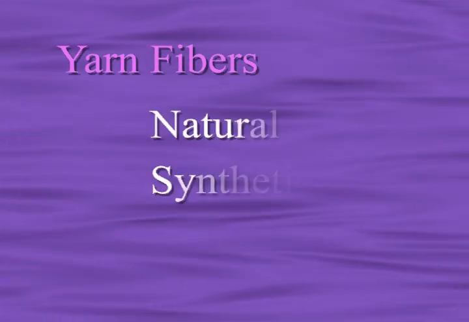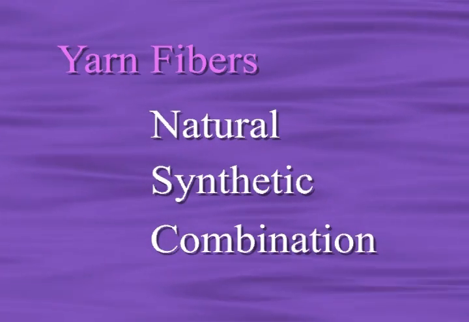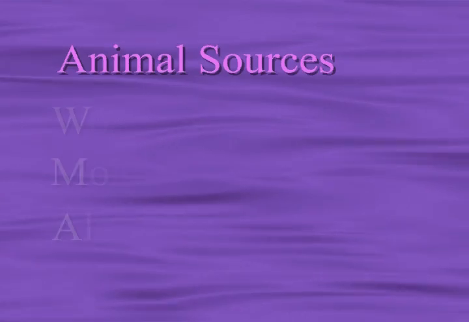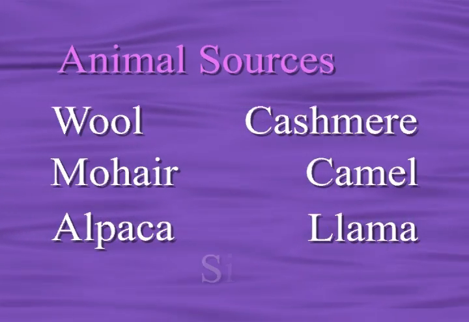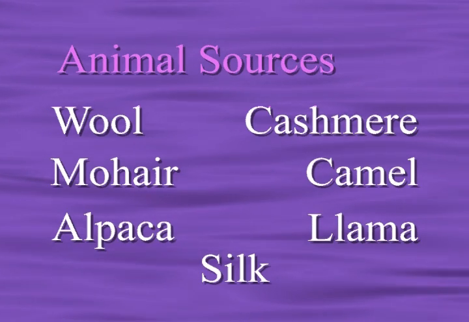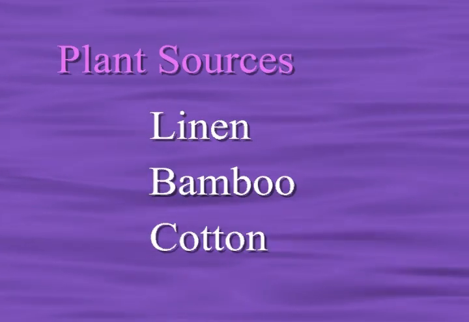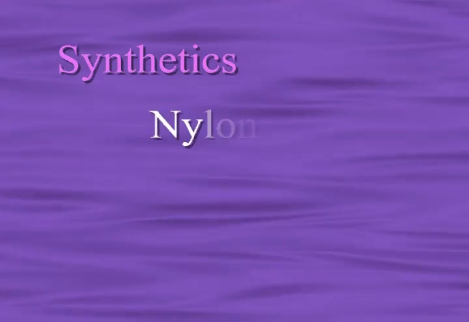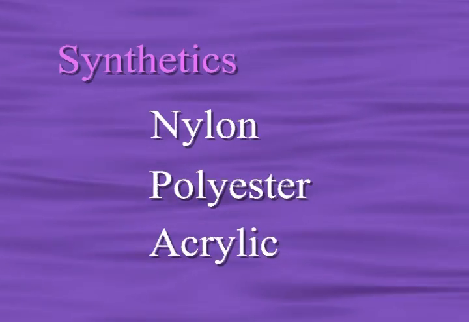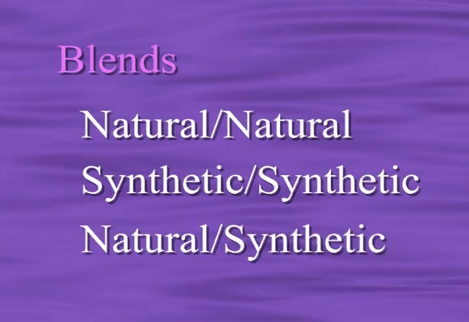Yarn fibers generally fall into three categories: natural, synthetic, and combination. First are the natural sources. The natural sources of yarn fall into two categories: animal sources and plant sources. Animal sources include wool, mohair, cashmere, alpaca, camel, llama, and silk, while plant sources include linen, bamboo, and cotton. Next, we have synthetic fibers such as nylon, polyester, and acrylic. And finally, we have blends of natural and synthetic fiber combinations.